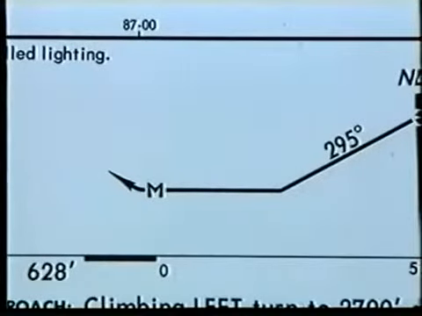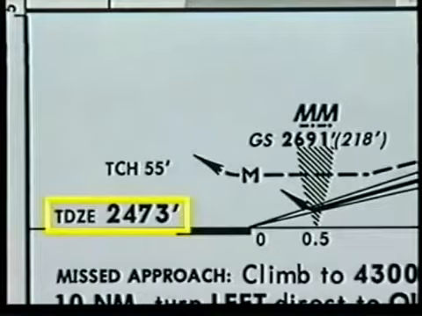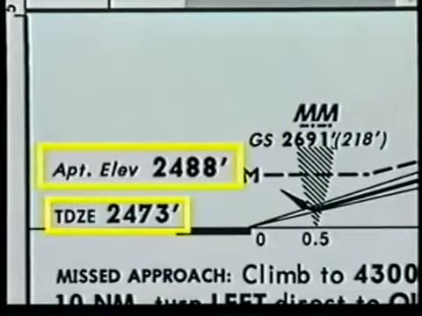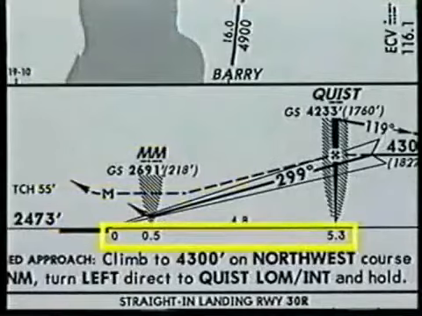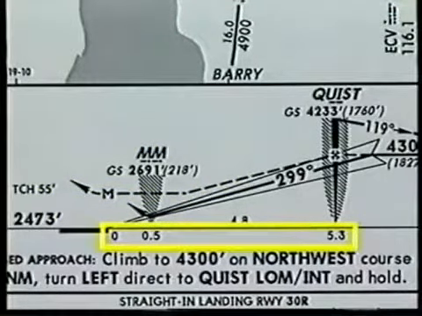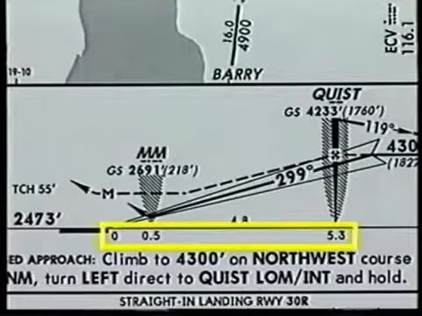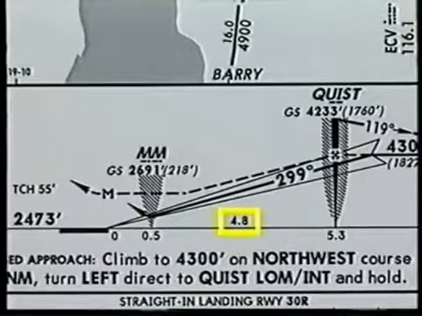The touchdown zone elevation, or TDZE, is shown next to the runway symbol. This is the highest elevation in the first 3,000 feet of the landing surface. It may be lower than the airport elevation, which is the highest point of an airport's usable runways. Two sets of nautical mile distances are located near the bottom of the profile view. The numbers below the line relate to the distance from the landing threshold, as noted by the 0 at the runway symbol. Those above the line represent nautical mileage between fixes. In this case, the distance between the locator outer marker and the middle marker is 4.8 nautical miles.